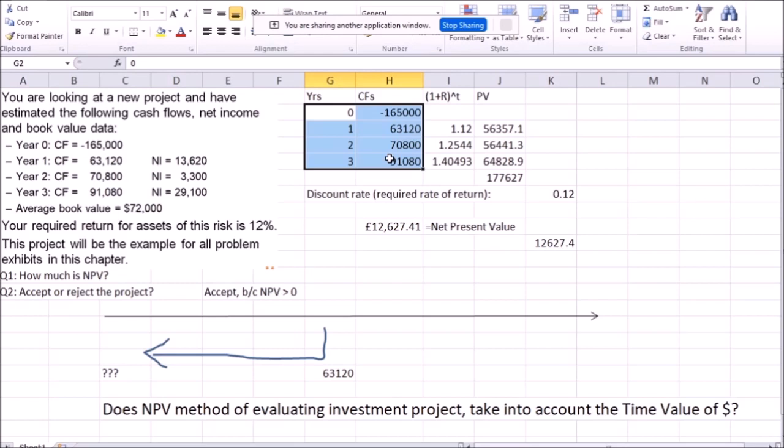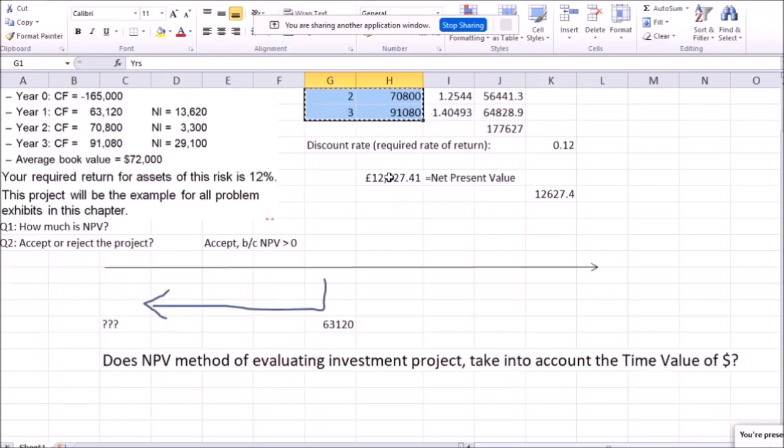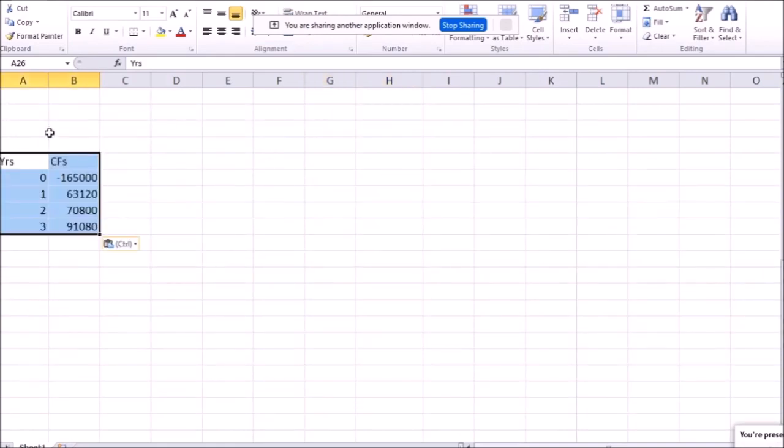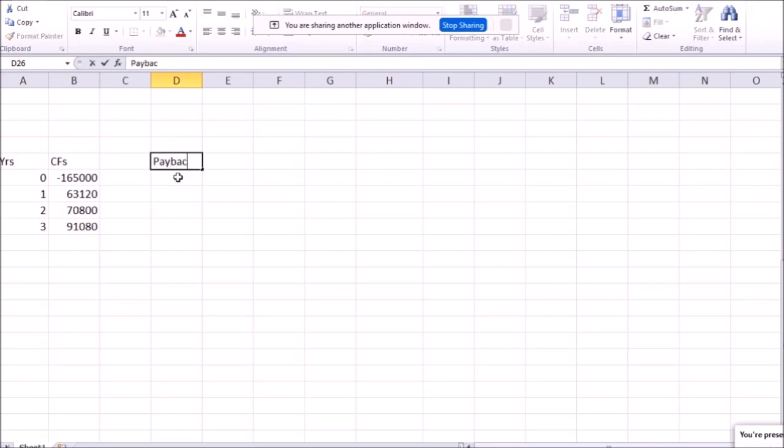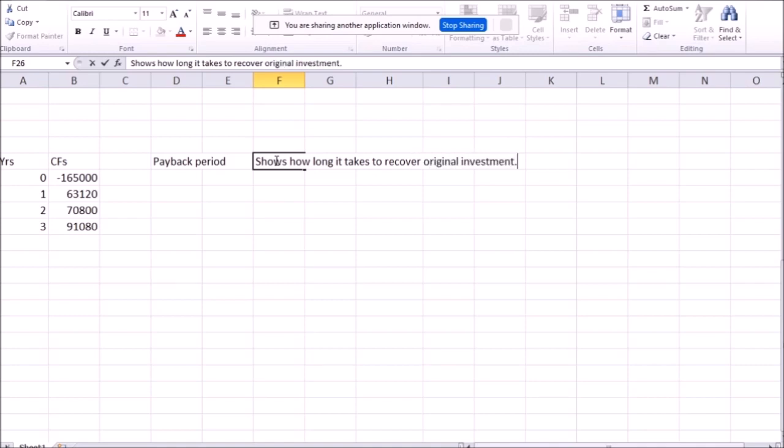So we're going to look at the same example here. Okay, so we're going to look at this same example and calculate the payback period. So for the payback period, the answer is going to be time. It shows how long it takes to recover the original cost. And remember, we just compare apples with oranges here. We don't even compare apples with apples. We don't even discount future cash flows.